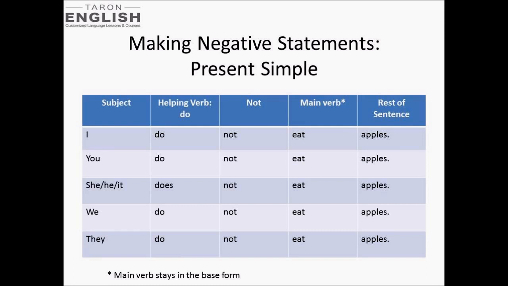Like most sentences, you will start with the subject. Then you are going to use the appropriate form of the verb do, followed by not, then the main verb, and then the object or the rest of the sentence. Notice that the main verb stays in the base form.